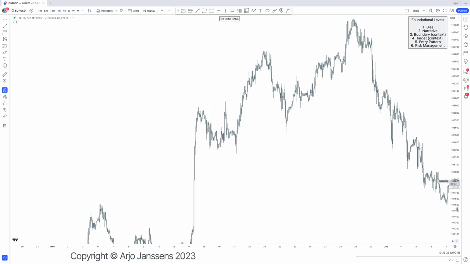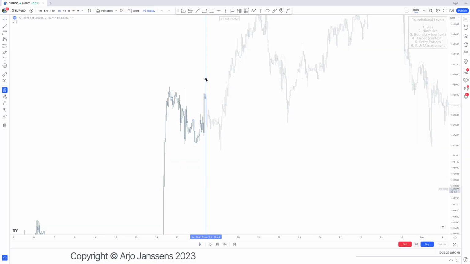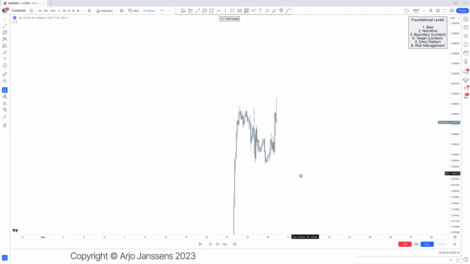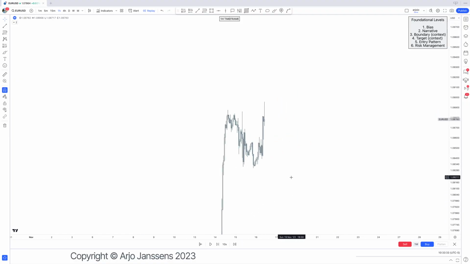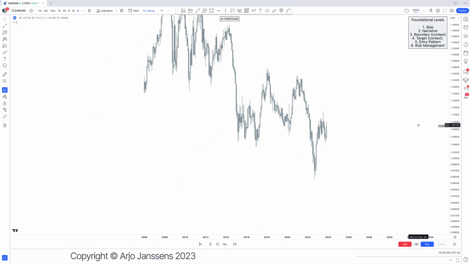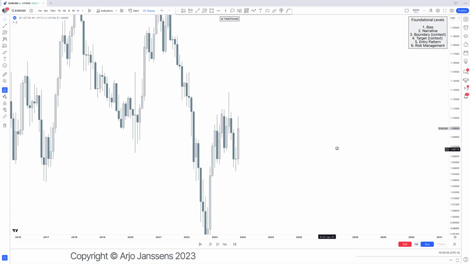So I'm going to use the same examples because then it's very nice to see the differences in those examples, and it's very nice to see as well how we're building onto those examples. Right now, again, we are going over bias, narrative, boundary, target, entry pattern, and a little bit of risk management, but this is only the start of risk management.